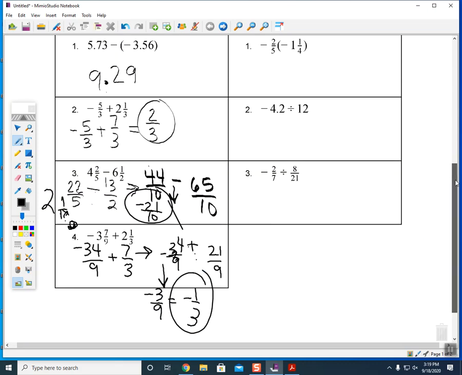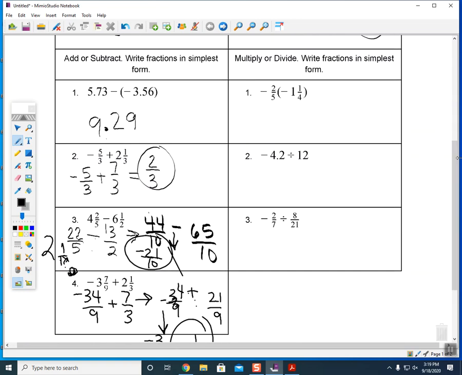All right, a couple more here. Now I'm multiplying, so I don't need to have a common denominator on this one, but I do want to change this to an improper fraction. So I'm going to have negative 2/5 times 1 times 4 is 4, plus 1 is 5, times a negative 5/4. Now, what's nice about this is that I can cross simplify. So I see my 2 5s here. I'm going to make both of those a 1.